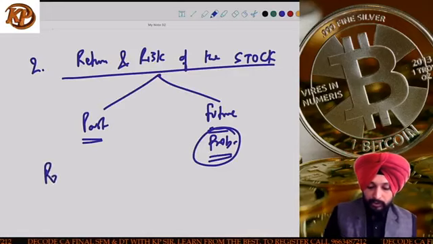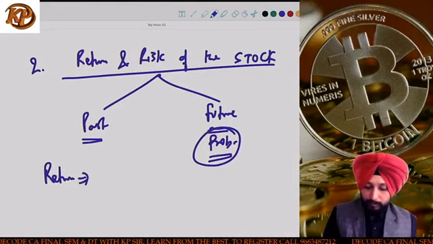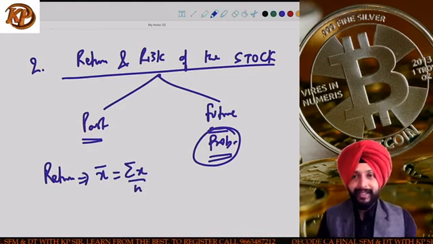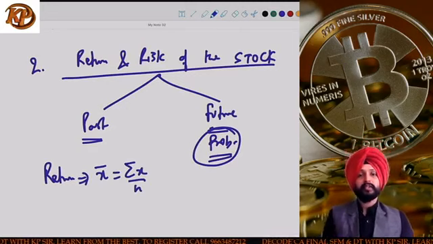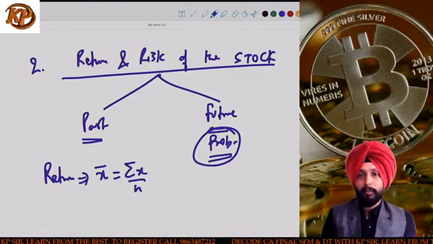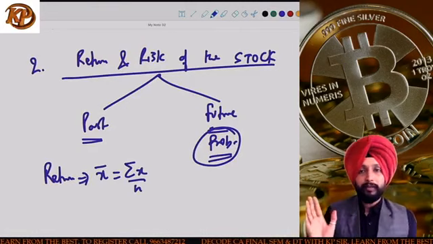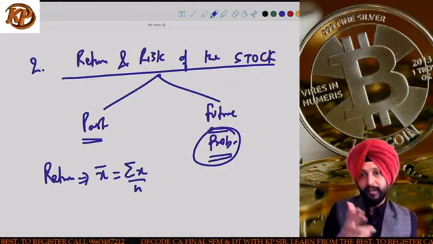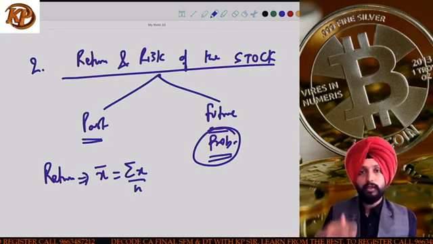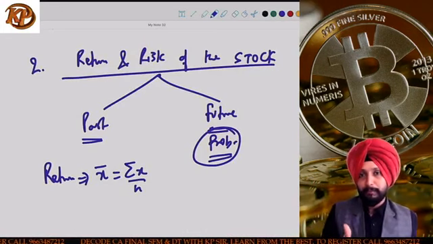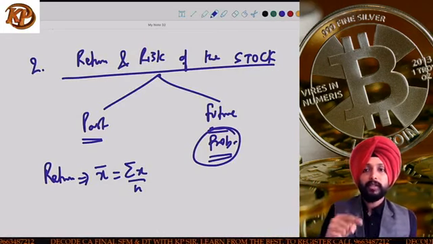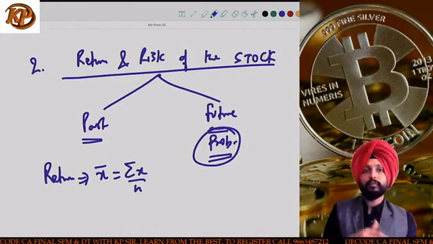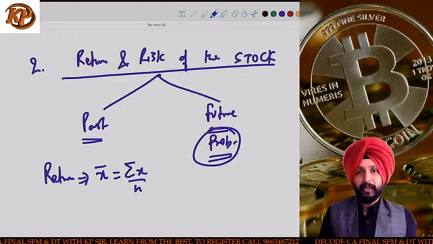In case of past data, return computation is very simple. X bar is equal to summation of x divided by n. That is it. You simply find out the simple average of all the past years. How much did you get return in last 5 years from a stock? 10, 11, 12, 13, 14. These are the 5 years return. What is the average expected return? That is x bar from the stock. It is 10 plus 11 plus 12 plus 13 plus 14 divided by 5. That's it. Simple average we have to do. That is x bar is summation x divided by n.